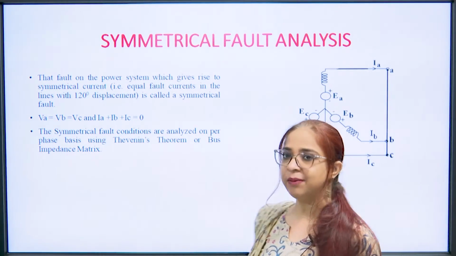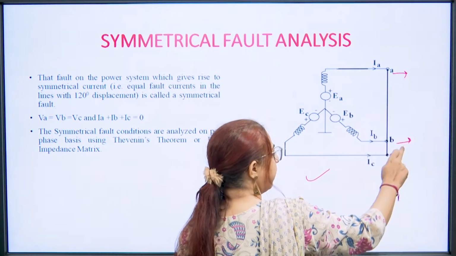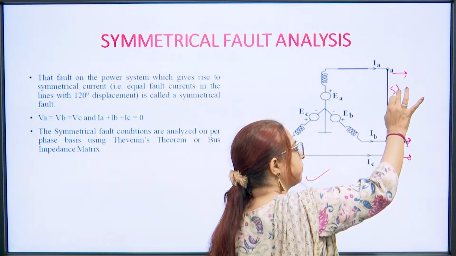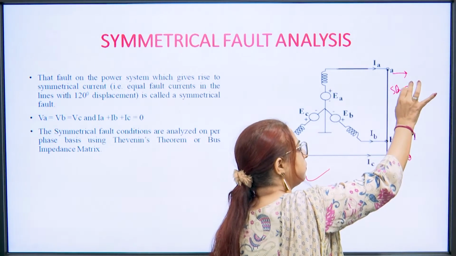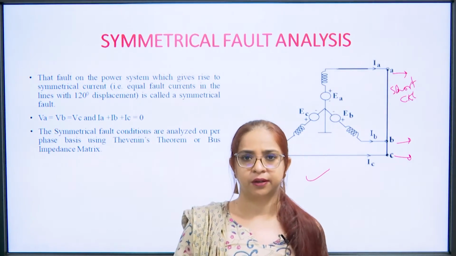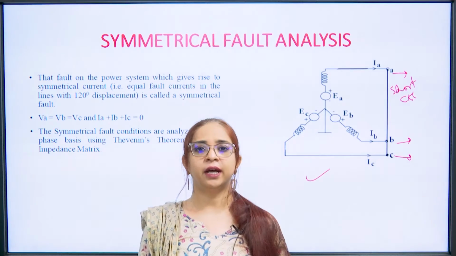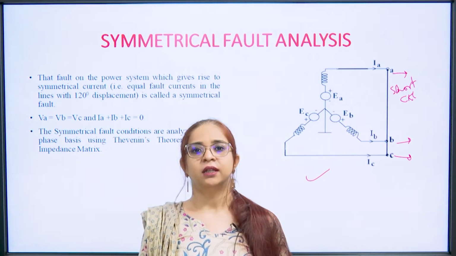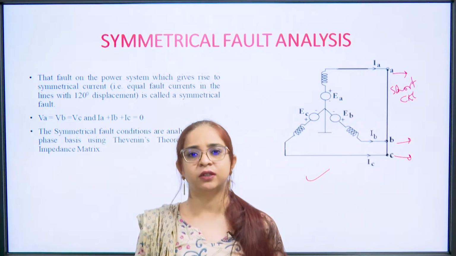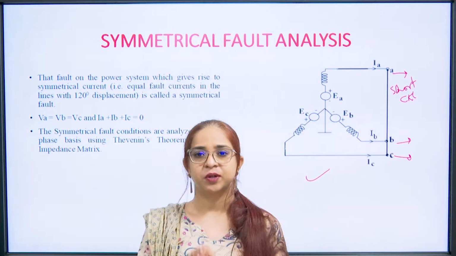So, see here, this diagrammatic representation shows that phase A, phase B and phase C, this line is showing short circuit. What has happened? All the three phases are shorted together. Since there is equal fault current in all the three lines, the displacement of 120, 120, 120 degrees in all the three phases is maintained, and in such cases the fault is a symmetrical fault.